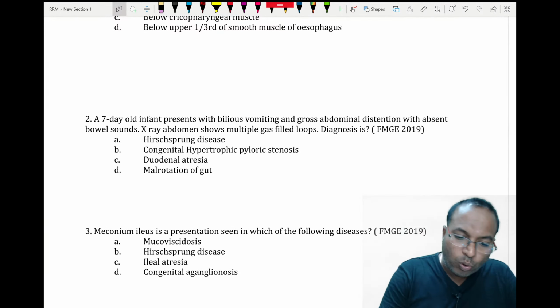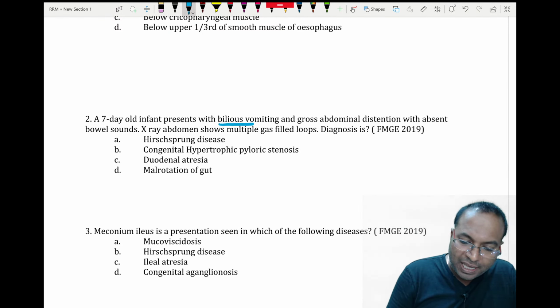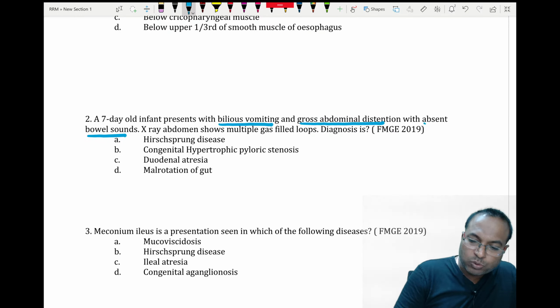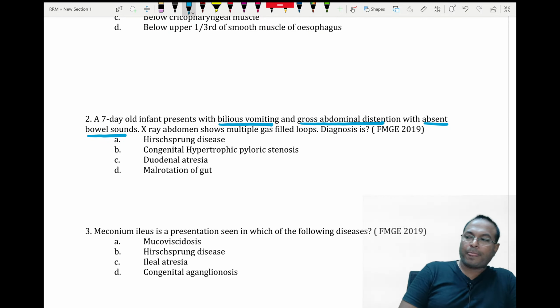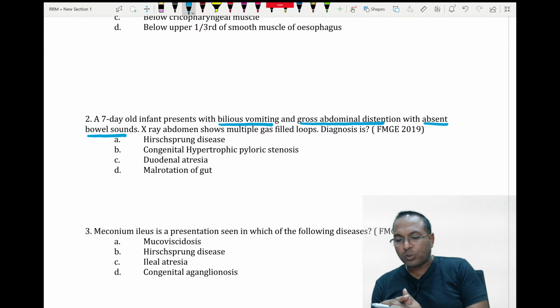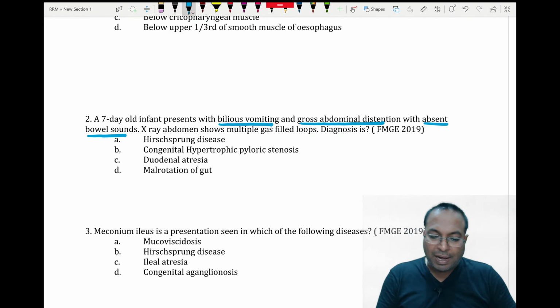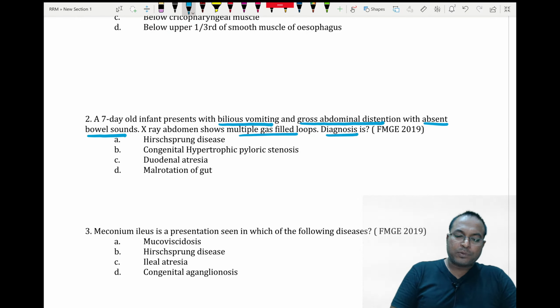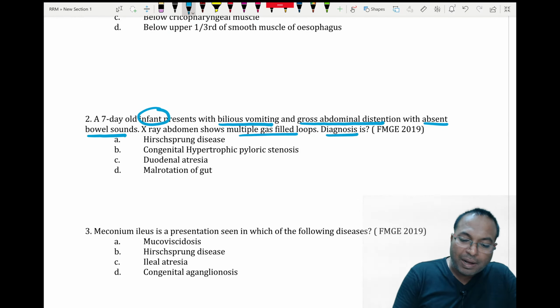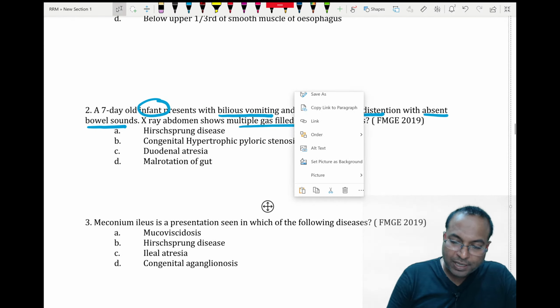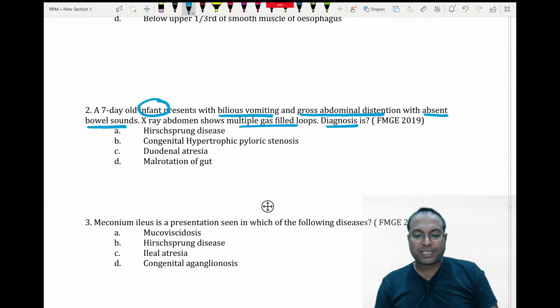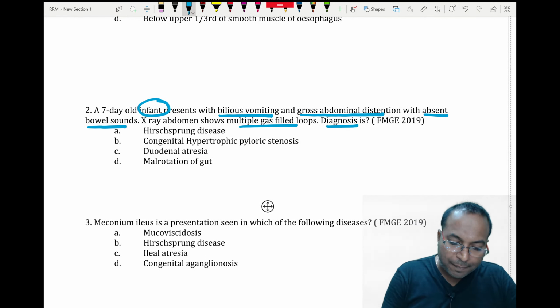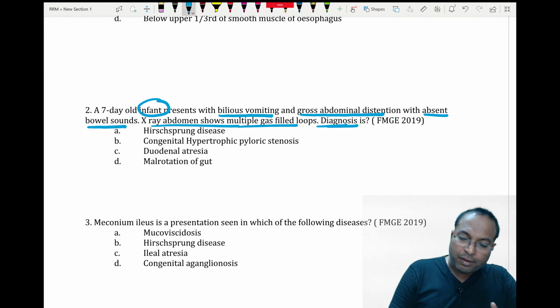A 7-day-old infant presents with bilious vomiting and gross abdominal distension with absent bowel sounds. Please remember, with absent bowel sounds. X-ray abdomen shows multiple gas-filled loops. Diagnosis is? So this is an infant baby. Multiple gas-filled loops mean the baby is having some obstruction.